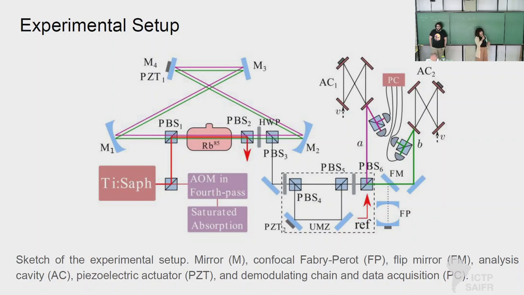The PBS3 and the half wave plate are used to control the cavity output. The generated fields are degenerate in frequency, separated by polarization and by a Mach-Zehnder interferometer here. The beams are then analyzed in two cavities. The whole system has a 19.1% efficiency.